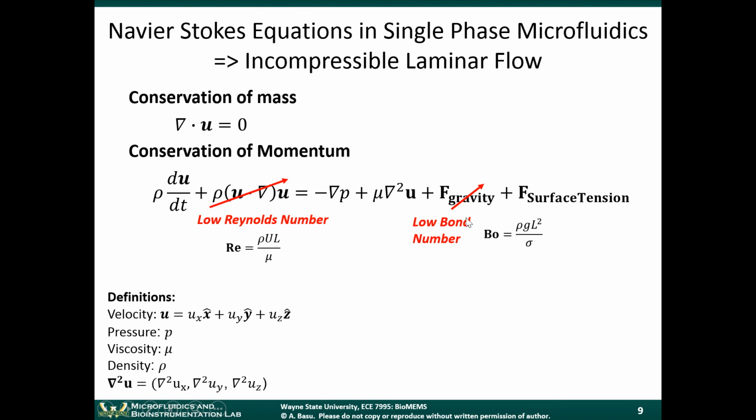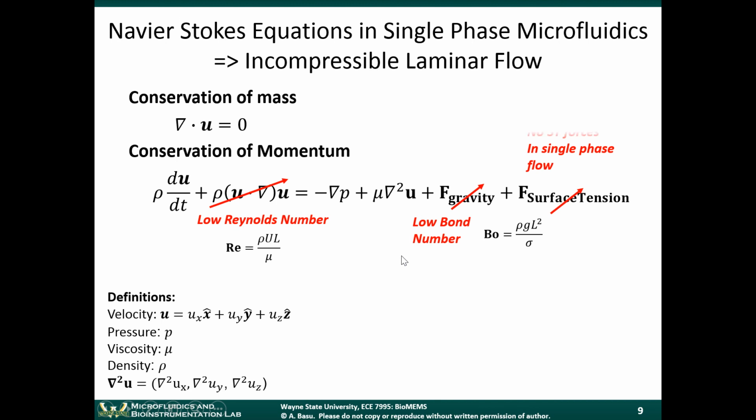Now, bond number has to do with the gravitational forces versus surface tension, but there are dimensionless numbers that describe the gravitational forces versus viscosity and inertial forces and so on. But the basic thing is that in small devices, gravitational forces are less significant. Surface tension forces are significant, so we'll have to leave that one in there for now.